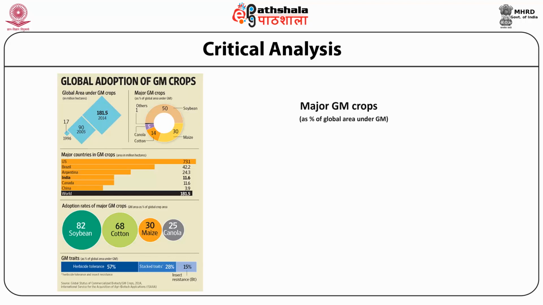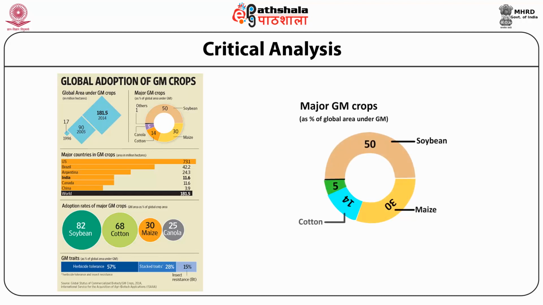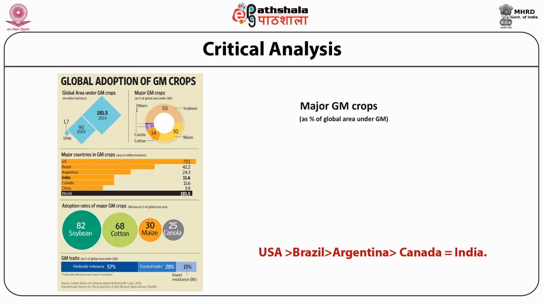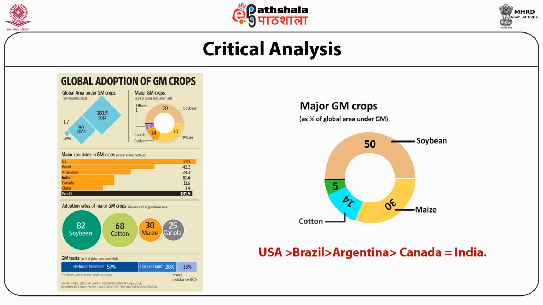If we look at the crop scenario, soybean is leading. Other crops being cultivated are cotton, maize and canola. From a country-wise perspective, the USA is leading in GM crop production, followed by Brazil and Argentina. Canada and India are competing for the same position, area-wise, for GM crop cultivation.